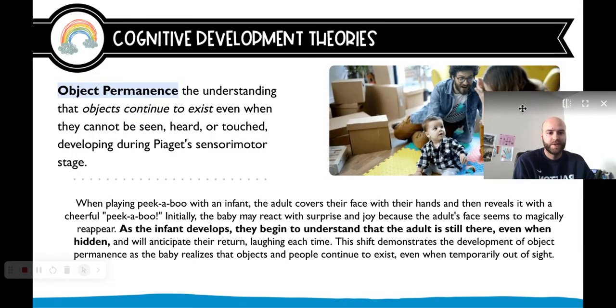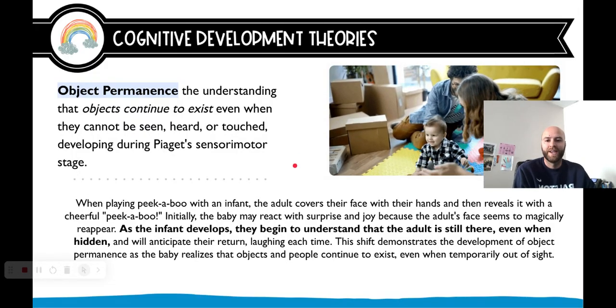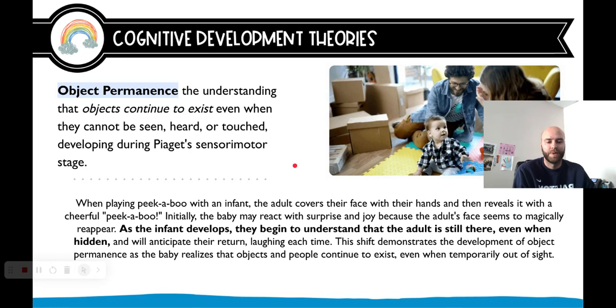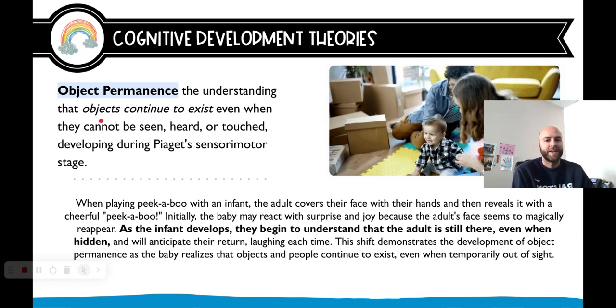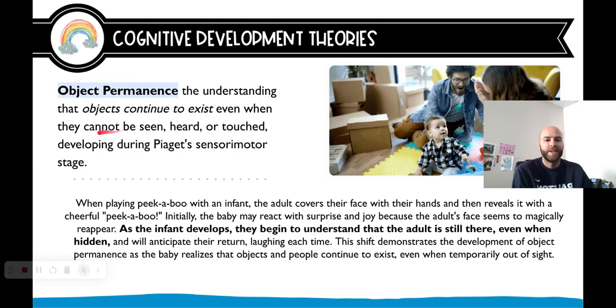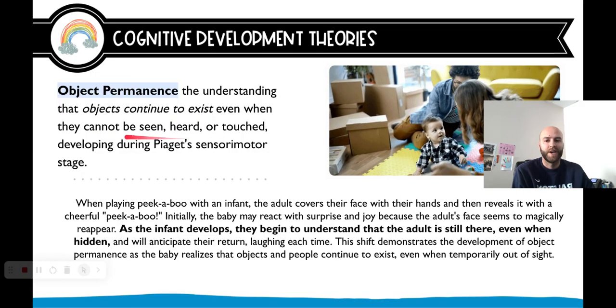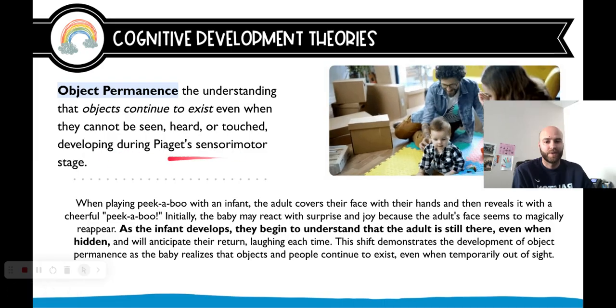Within this stage, infants don't quite yet understand something called object permanence. So this is a key term, it might help you with some of your vocab. This is the understanding that objects continue to exist even when they cannot be seen, heard, or touched. This is developing during the sensory motor stage.